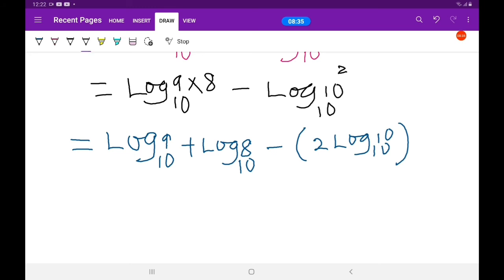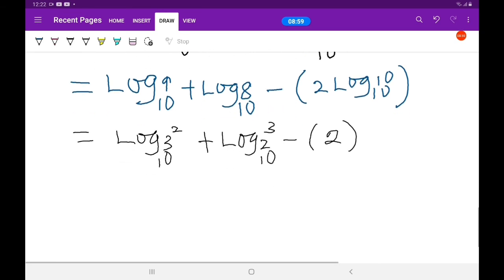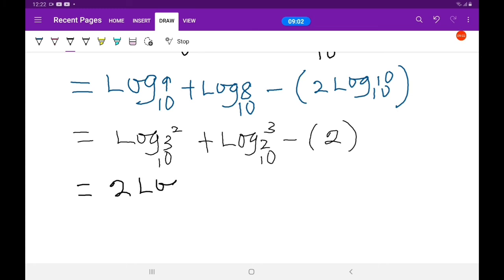So what do we have in essence now? I can break 9 down to 3 raised to power 2 to base 10. I can break 8 down to 2 raised to power 3 to base 10. And I still have log 10 to base 10, remember that is 1, and this one becomes 2. So we have 2 log 3 to base 10 plus 3 will come down, log 2 to base 10, minus 2.